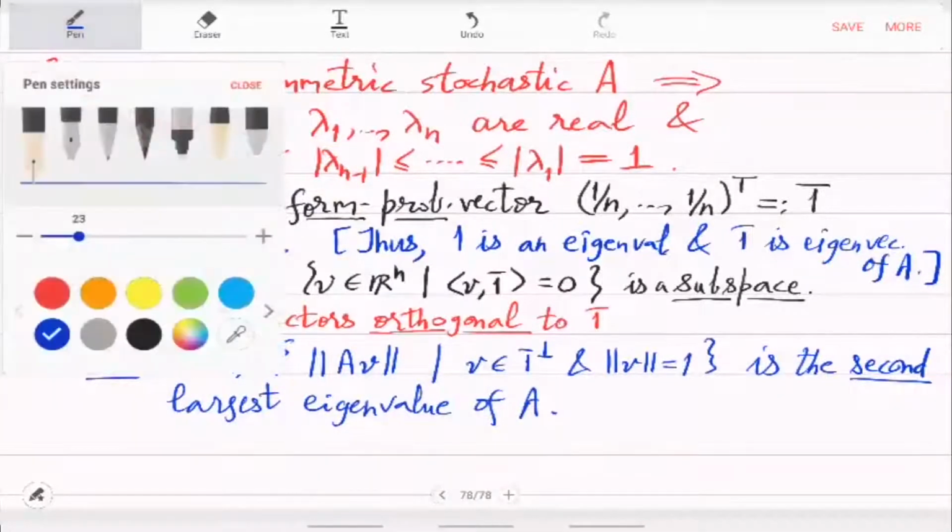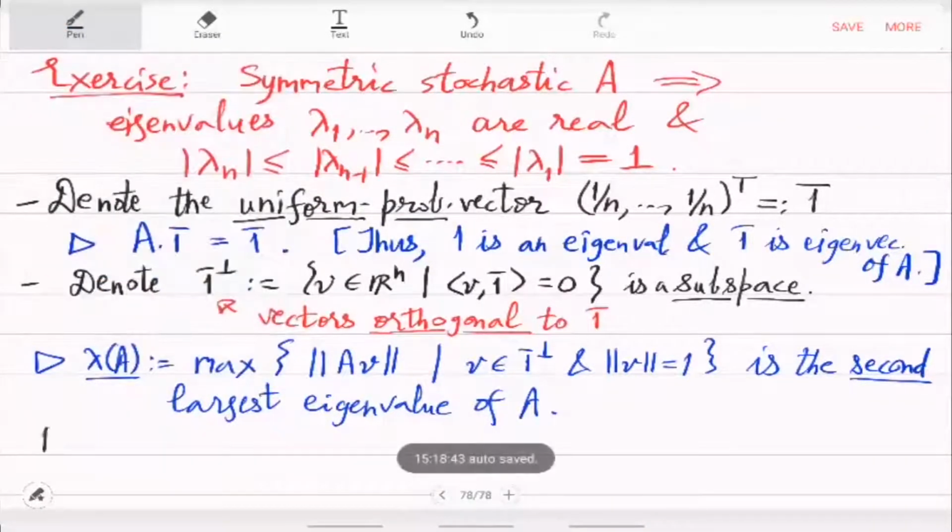So, why is that? Why is this thing related to lambda 2? In fact, equal to lambda 2. What is the reason? So, this will need a proof. So, first you identify a basis of this subspace.